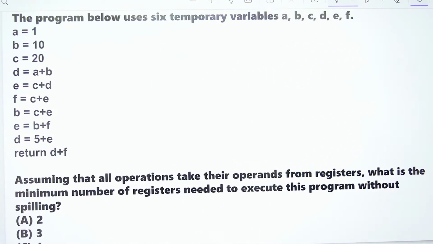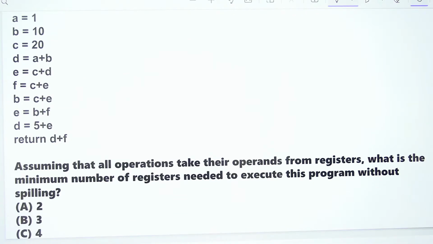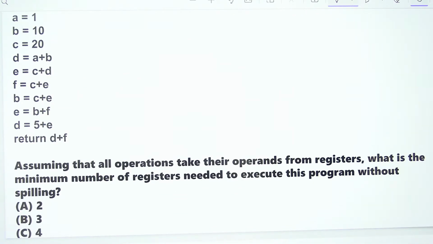So the program below uses 6 temporary variables A, B, C, D, E, F. Some conditions are given. Temporary variables normally will be stored in main memory. Registers are separate, that is a different story. Comparing main memory, registers are superior. You know this very well.